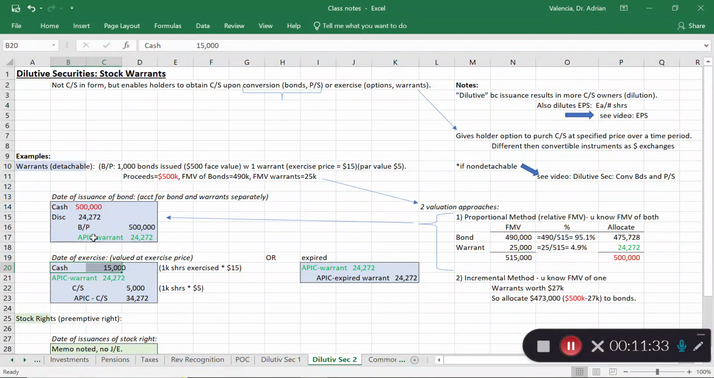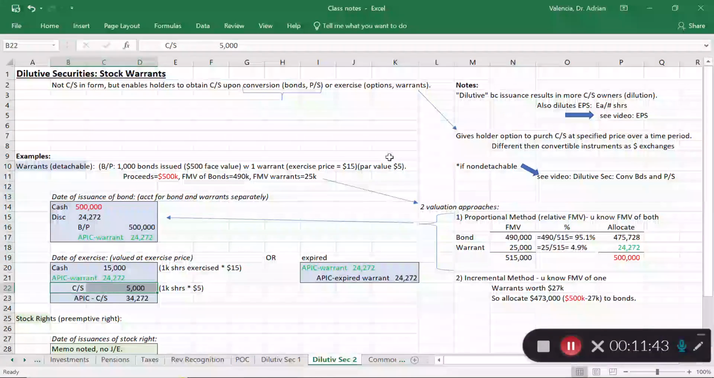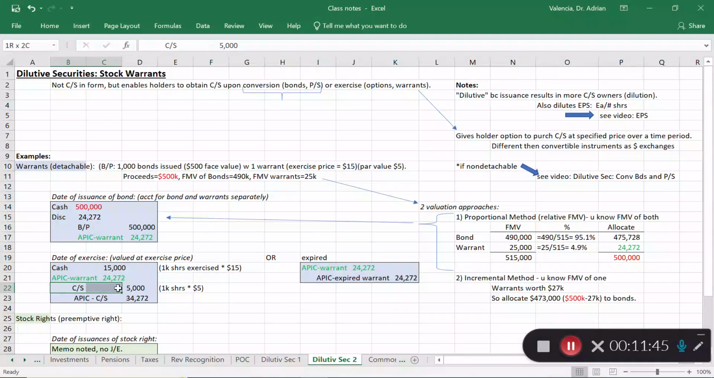And then you remove the warrant. Here's the debit for the removal. And then you credit common stock for its par value. So it's 1,000 shares times the par value of 5 that I told you here. So that's 5,000. And then the remaining goes to additional paid-in capital for the common stock.